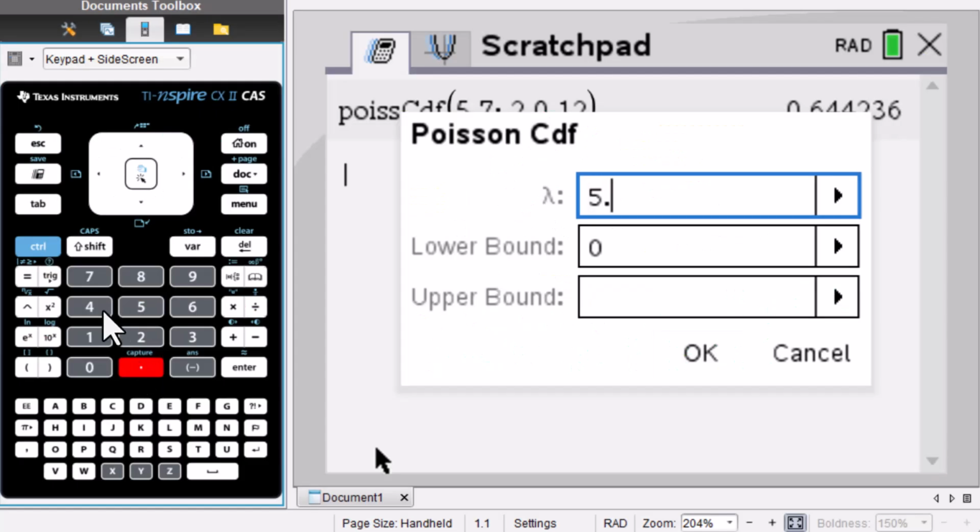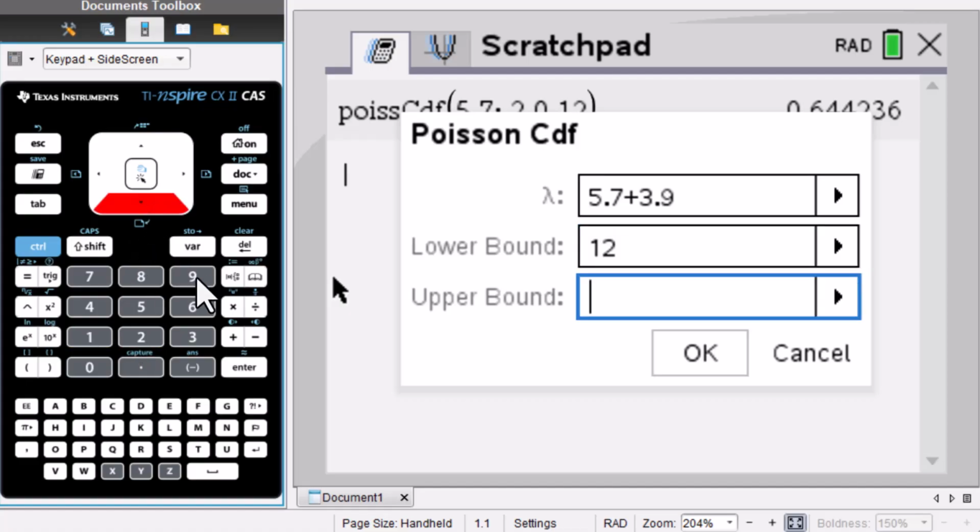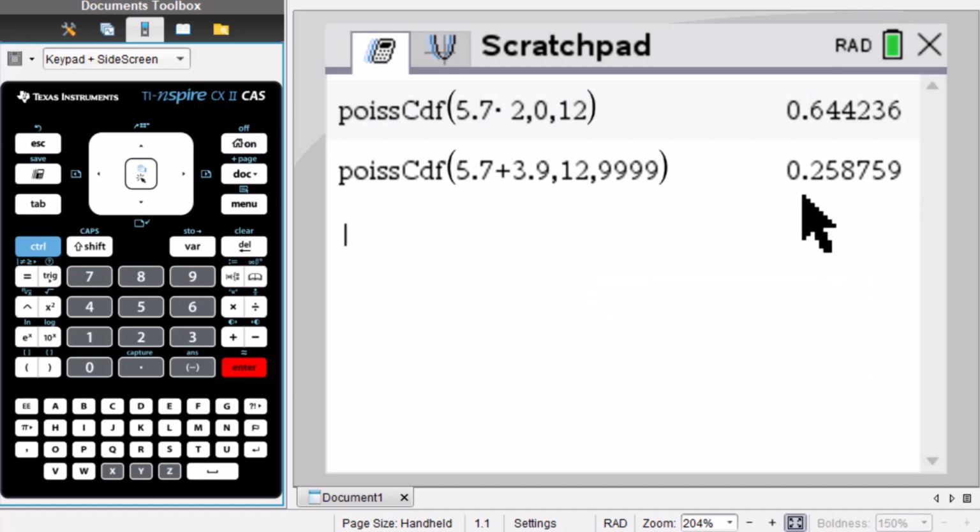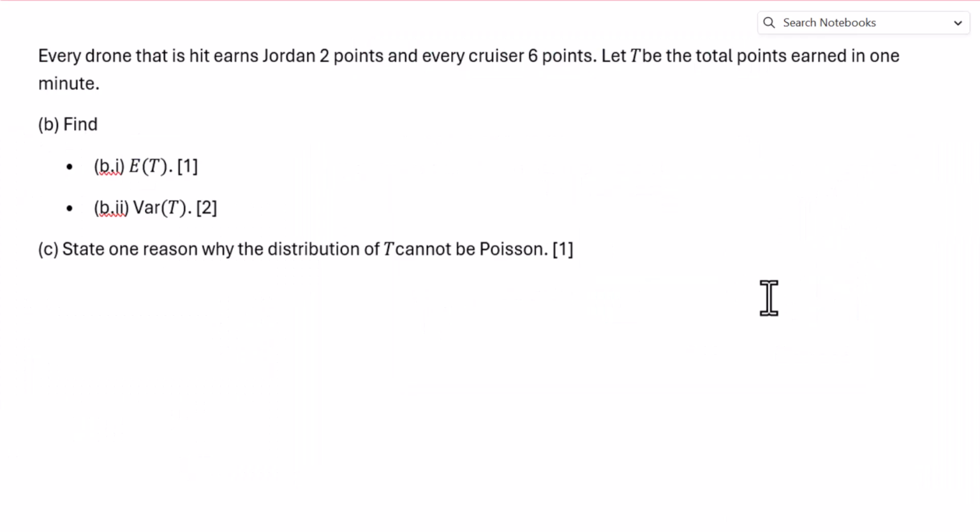Lambda is 5.7 plus 3.9. Lower bound is 12. Upper bound, let's use 4/9. Answer is 0.259.